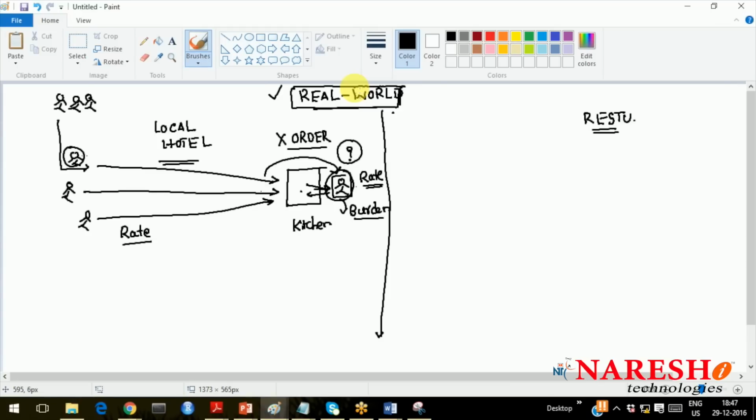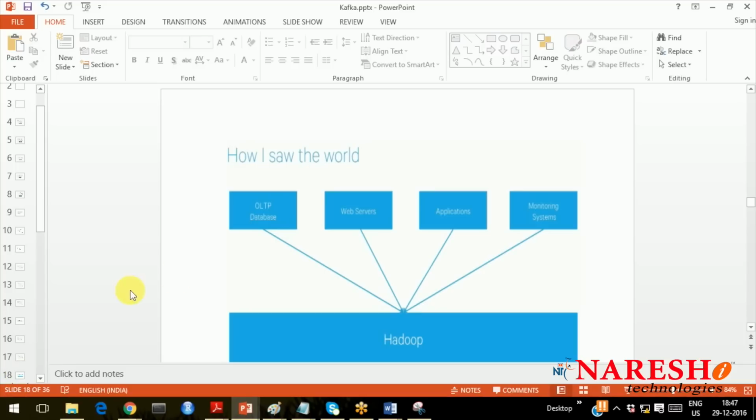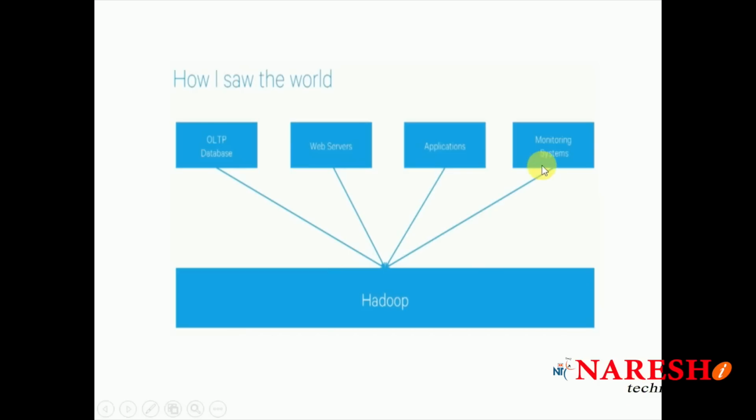In the real world, the applications also look like this. So look at this here. Here is how it looks in the real world: Hadoop is like the kitchen guy, and these are OLTP databases, web servers and applications. These are all monitoring systems. These are all the different customers, like different applications, which are pushing data into a data lake. In the real world, you will see Hadoop is a data lake which will be collecting the data from different applications. If all the different applications push data at different rates, your Hadoop can't take the data. There will be a burden.